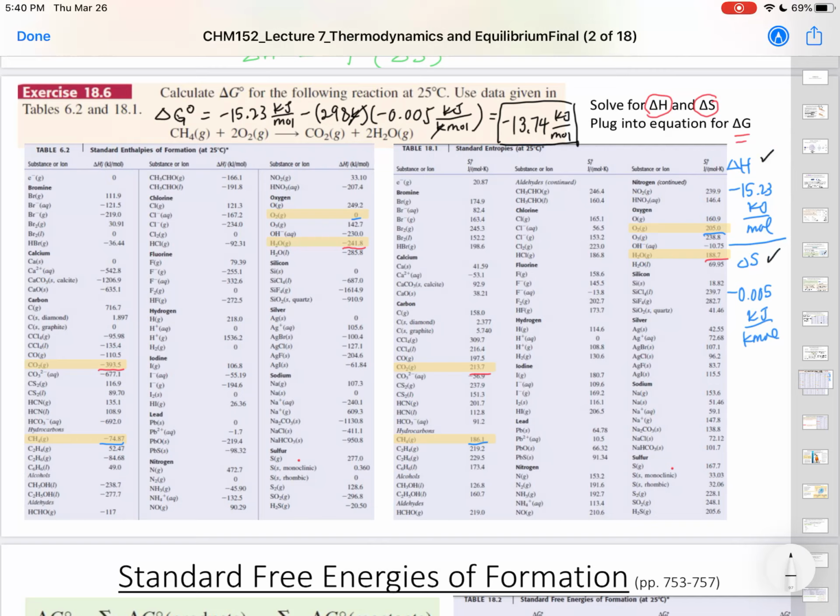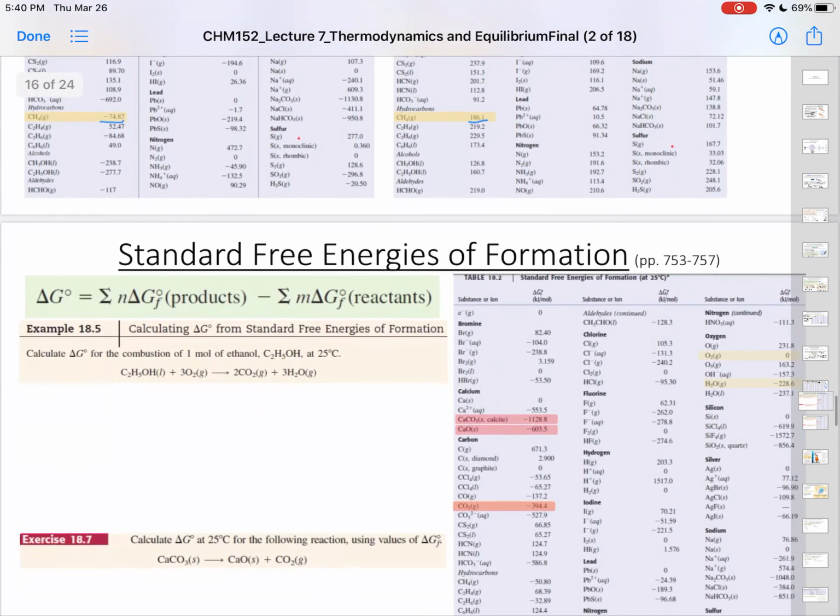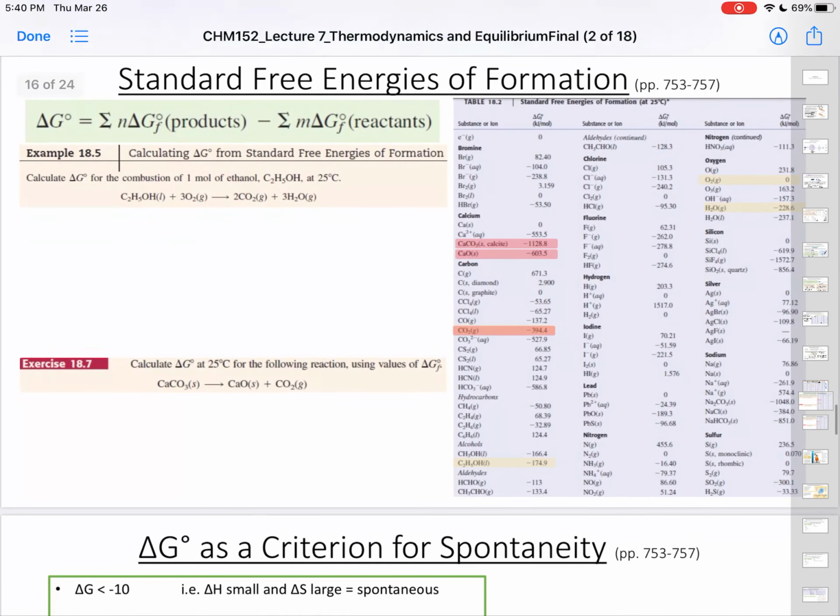So really, what I would do on the homework is I would do each one of these things separately. I would calculate delta H, and then delta S, and then plug it into my Gibbs free energy equation. All right.